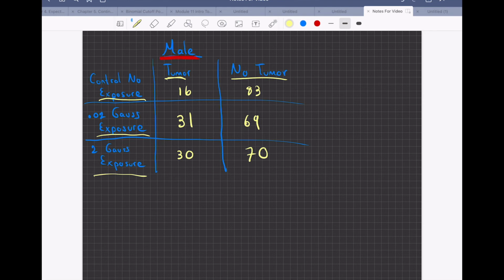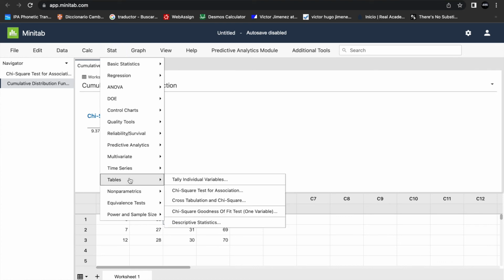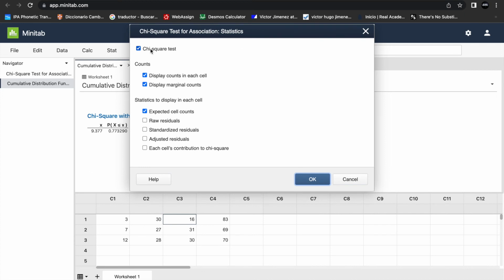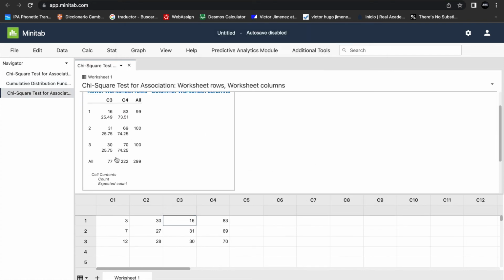That okay? So once you have this, you can compute the expected counts and the chi-square test. How? Stat, tables, chi-square test for association, summarize data in a two-way table. Columns now, they are in C3, C4. If you want to put the name for the rows, that is up to you. You don't have to do it. Statistic, be sure that you have the option for the chi-square test and expected cell counts. Okay, okay.